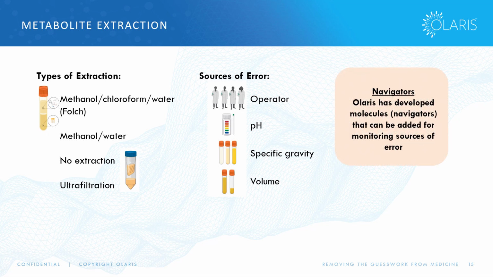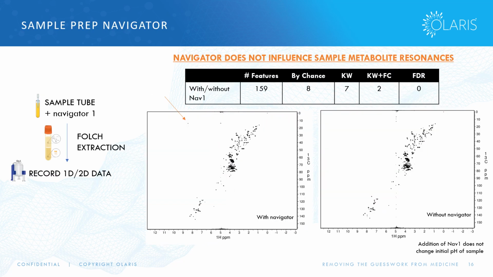So at Olaris, we have developed some molecules that we call Navigators that can be added to monitor all these sources of error. The first one, we call the sample prep navigator, or Navigator 1, is a navigator that can be added at the beginning of sample prep and will tell us if sample prep went right or not.